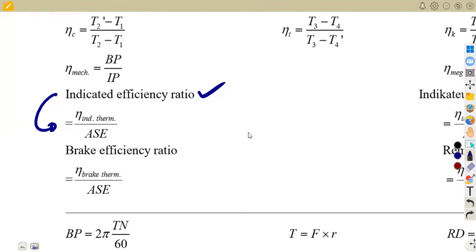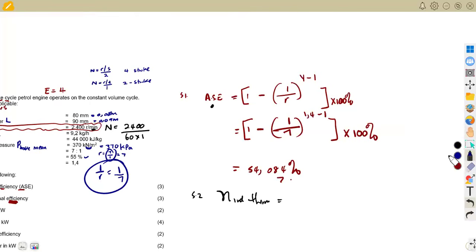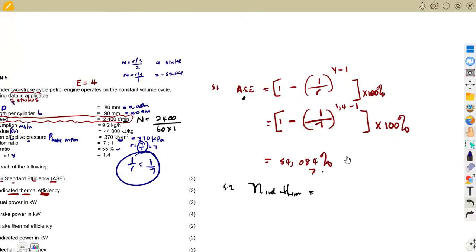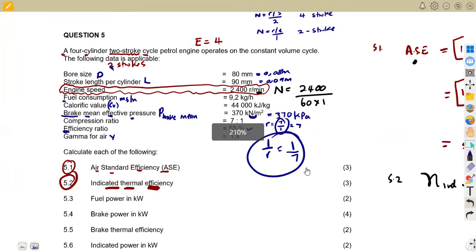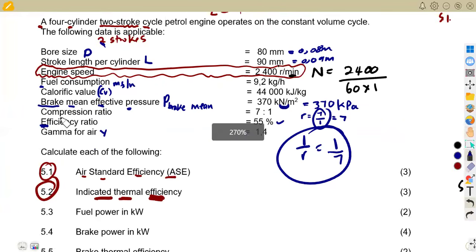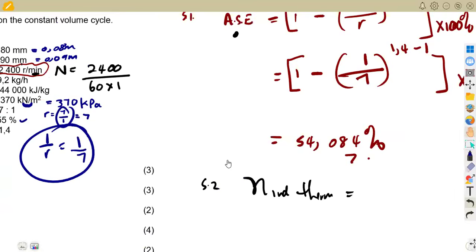All right, so let us take our formula down. I talked about this from this formula, that is this formula here. Not the formula actually, but from this efficiency ratio that we're given here. This is our indicated efficiency ratio. So we are saying the 55% from that.